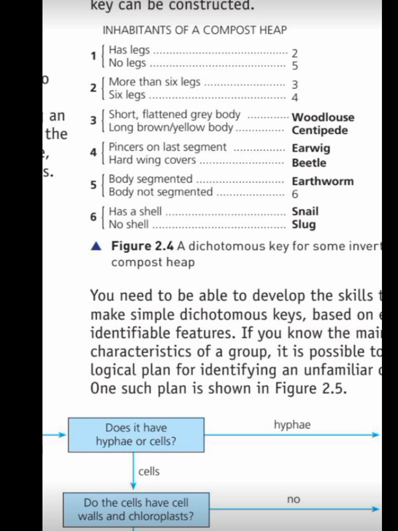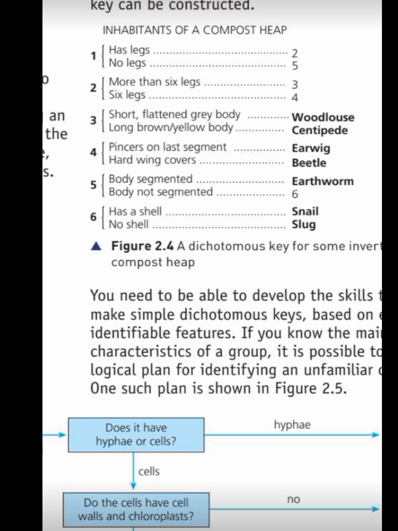If it has legs, we go to step 2, and if it has no legs, we move to step 5. First, the organism is classified on the basis of the presence or absence of legs. Now move to step 2, that means it has legs. If it has legs, move to step 2.